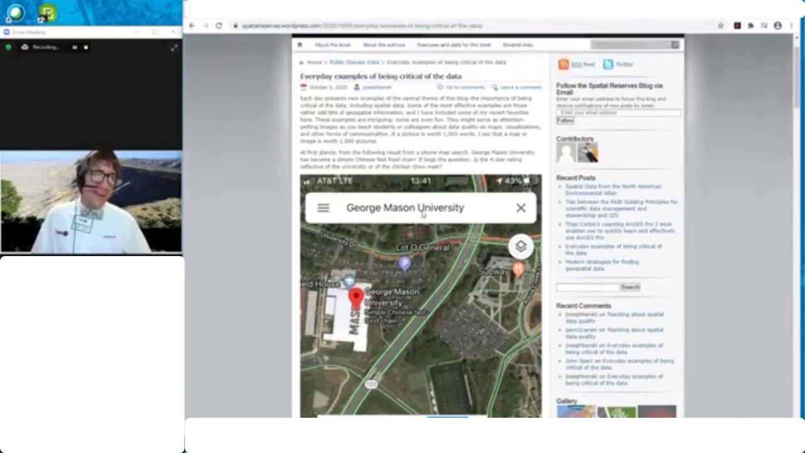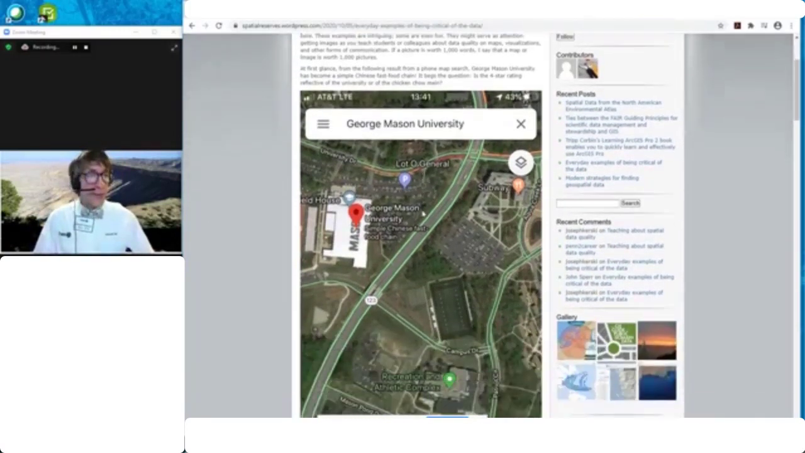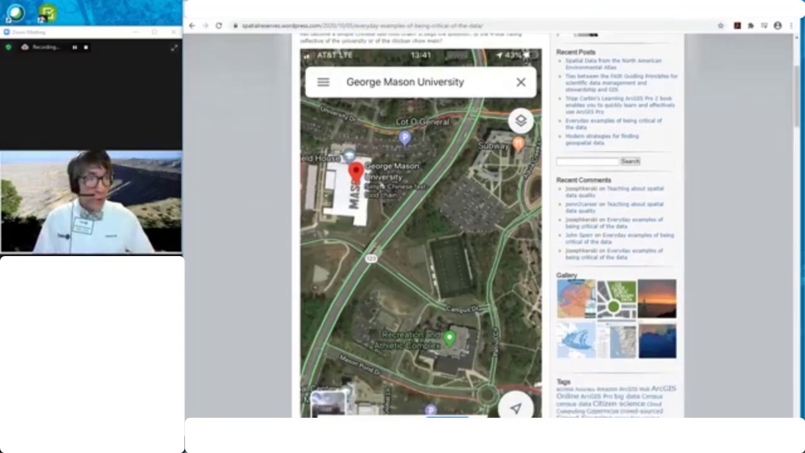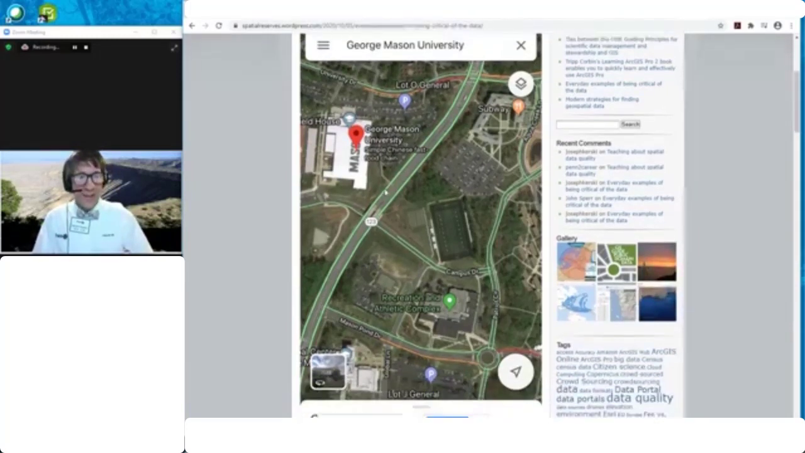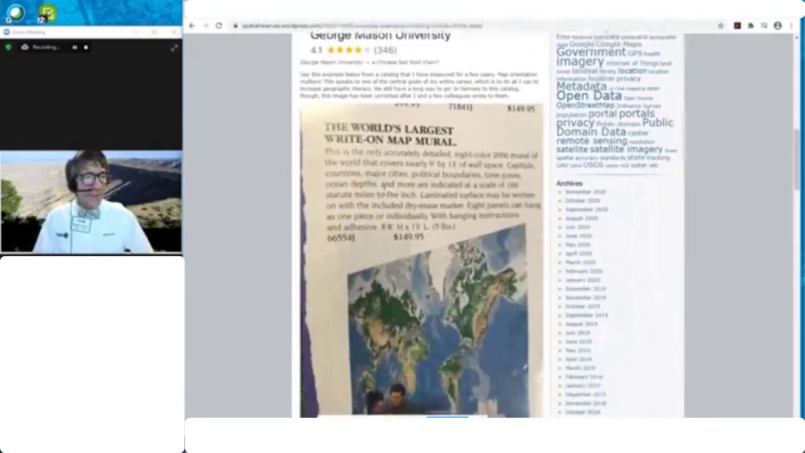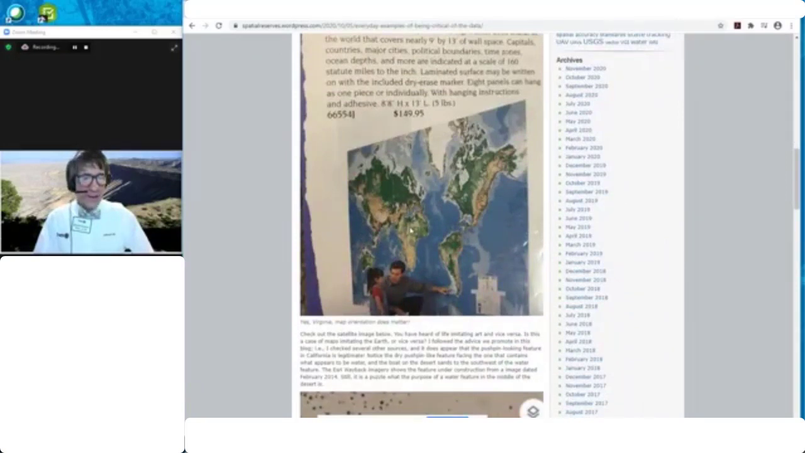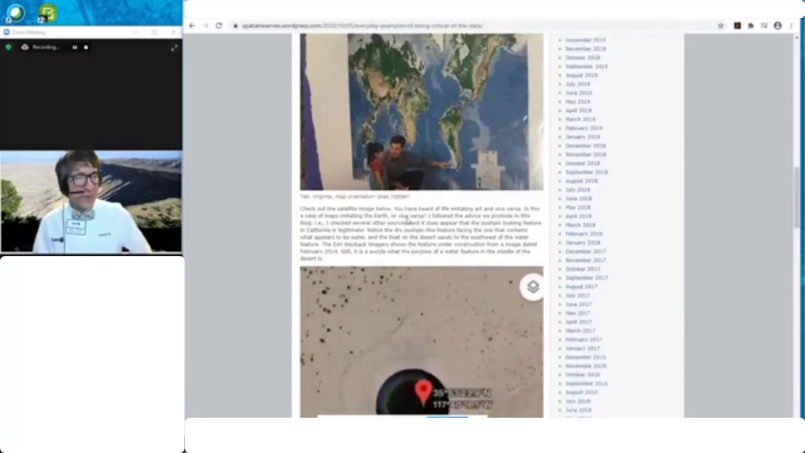So I wrote an essay last month about some recent examples that I found. George Mason University, search for it. Hey, a simple Chinese fast food chain is what appears right underneath George Mason. Interesting. I thought it was a major research university. What about this one? I found this in a catalog. To be fair to the catalog, they eventually fixed this after a couple of colleagues and I said, you really need to fix this. But map orientation matters. Oops, this is not continental drift.